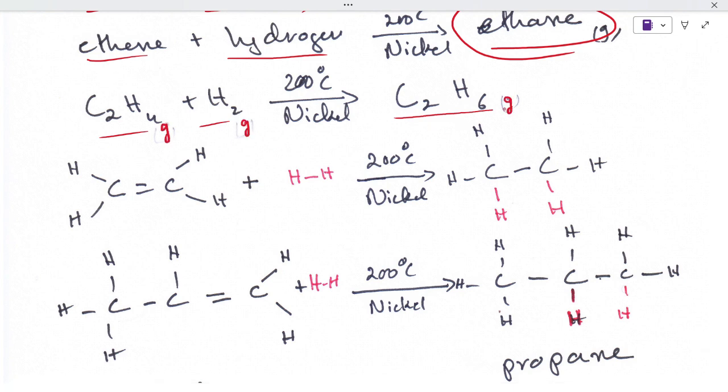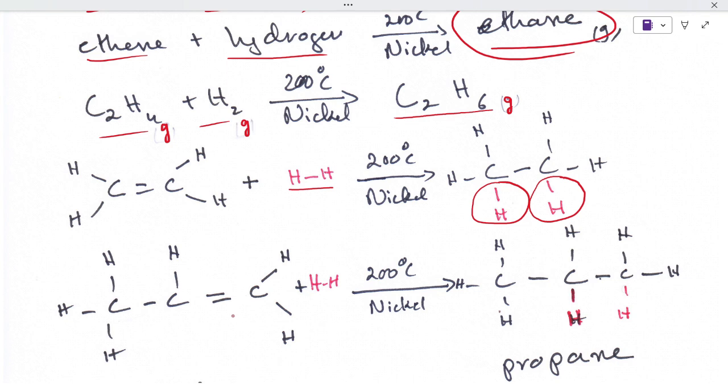So now another example where I have written the structural formula, displayed formula, and I have written hydrogen with red marker to make sure that you understand that these two hydrogen atoms are attached to the carbon atoms where there is a double bond. Double bond is changed to a single bond. So it has changed to ethane.